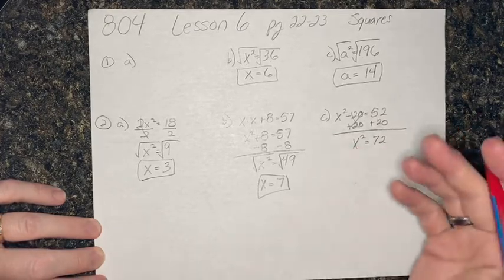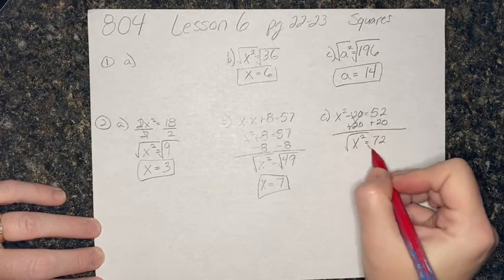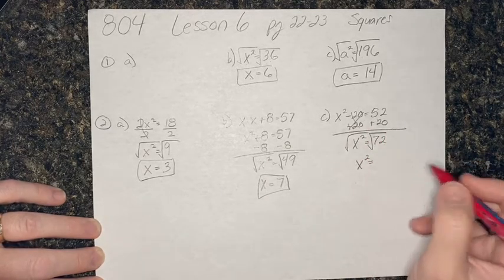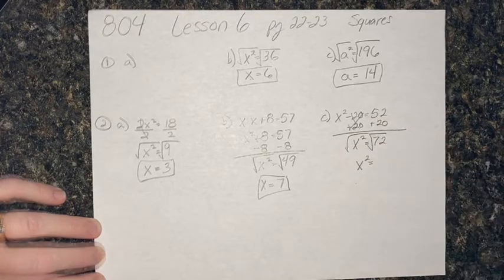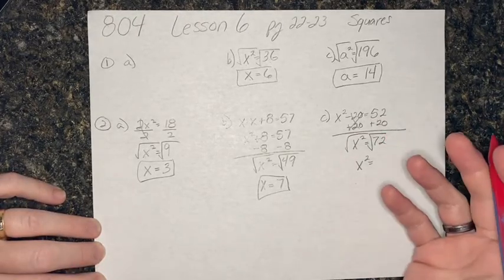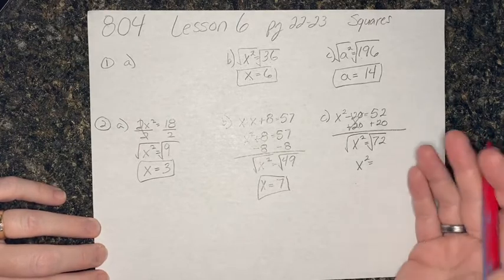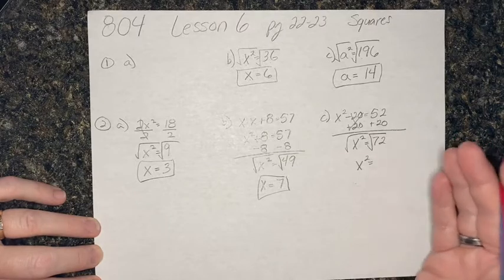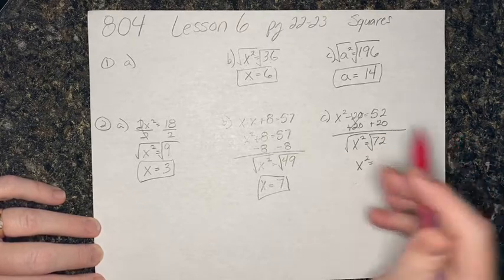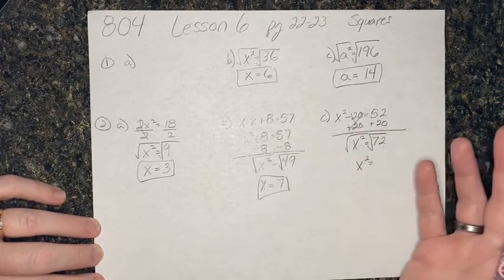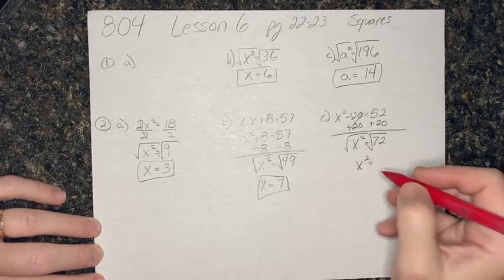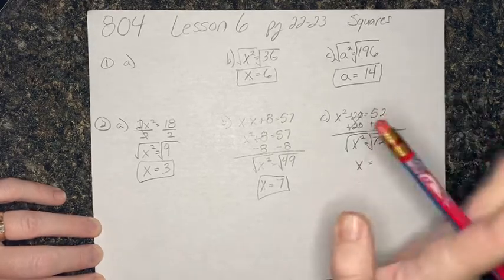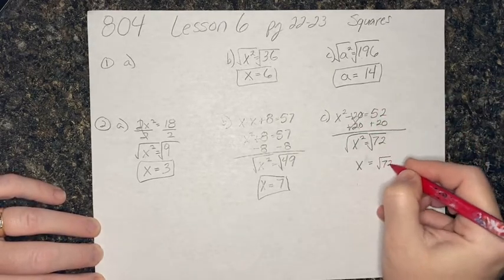X is being squared, so now we're going to do the opposite and take the square root. And so we have x squared is equal to the square root of 72. Now, the square root of 72 is not a perfect square, right? 8 times 8 is 64. 9 times 9 is 81. 72 falls somewhere in between, so it's not going to be a perfect root. So our answer, oh, and I wrote a square here on accident. Our answer for x equals is just going to be the square root of 72.